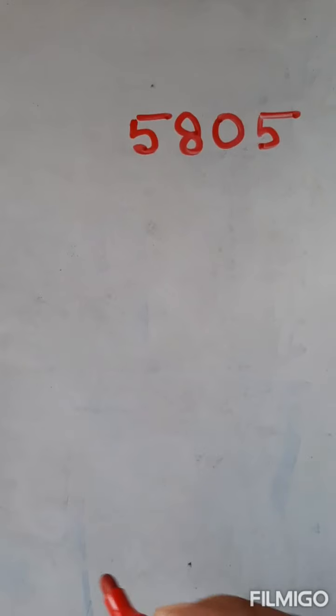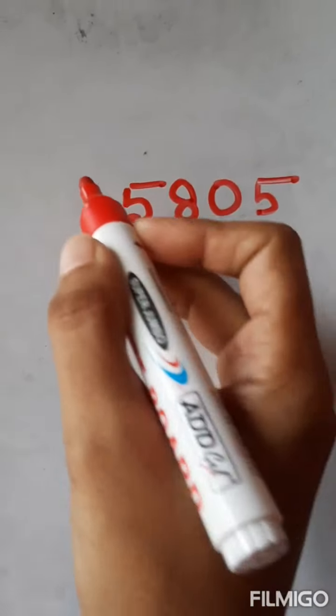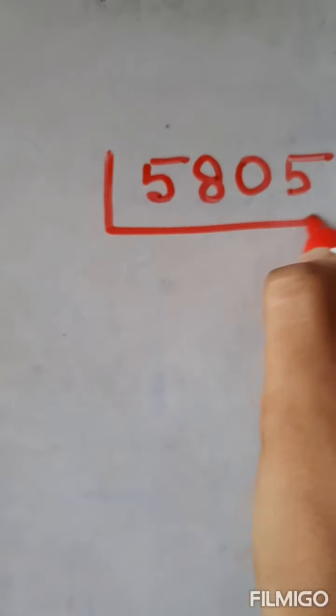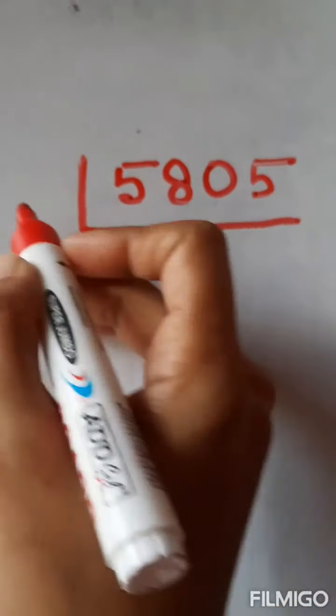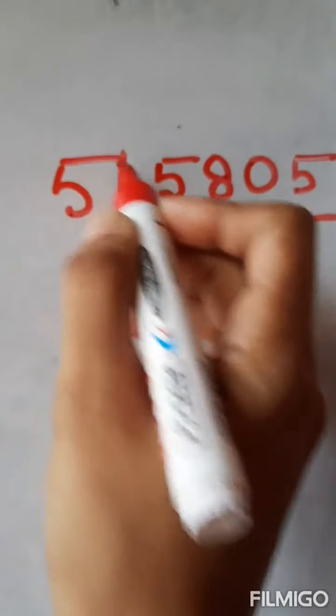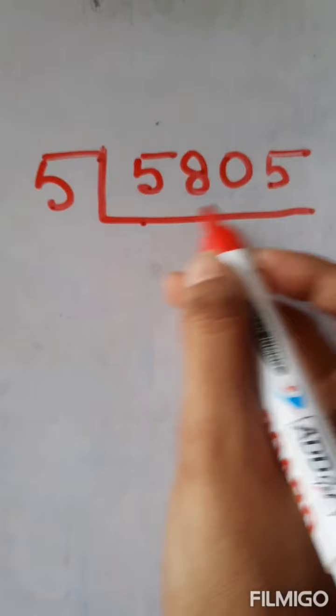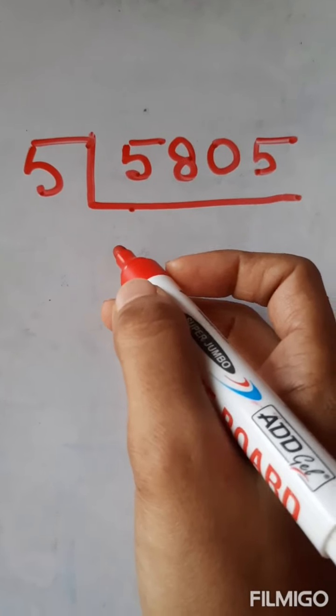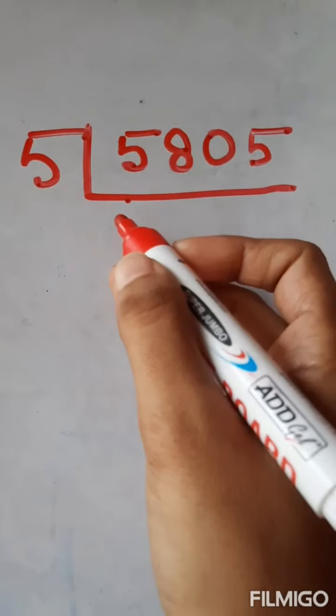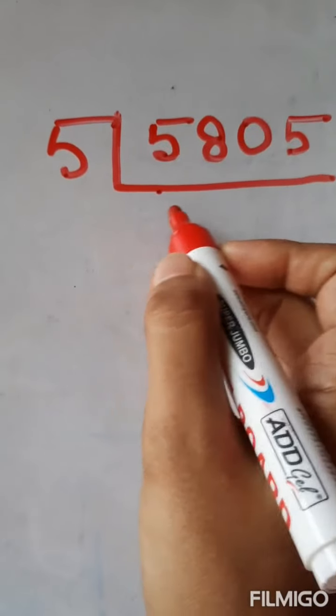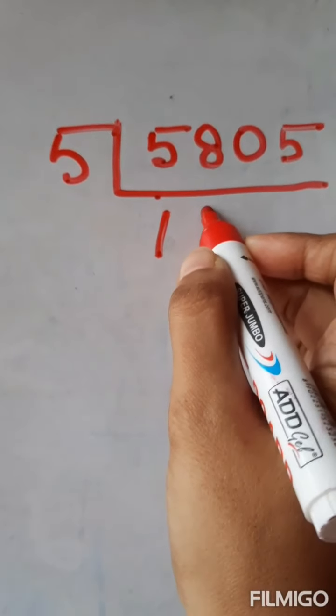Next we have 5805. Definitely it is ending with 5, so it will be divisible by 5. We know if the number has 0 or 5 in the units place, it is divisible by 5.